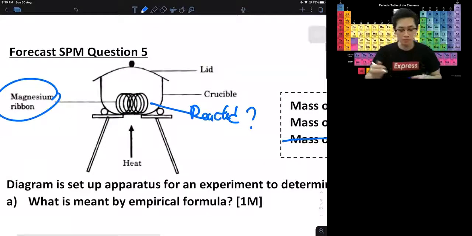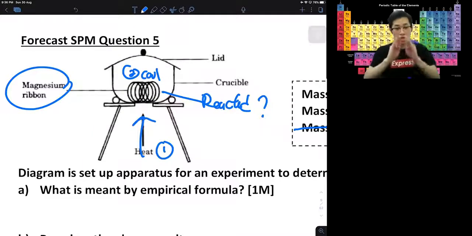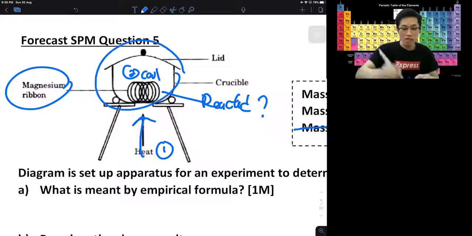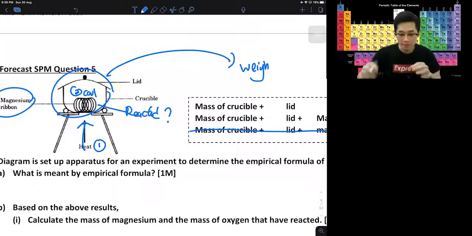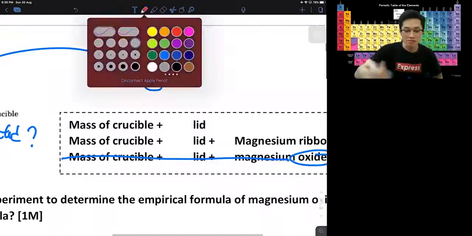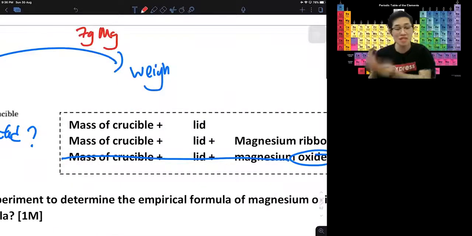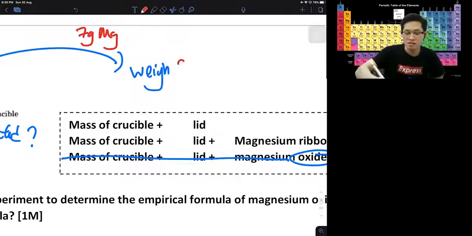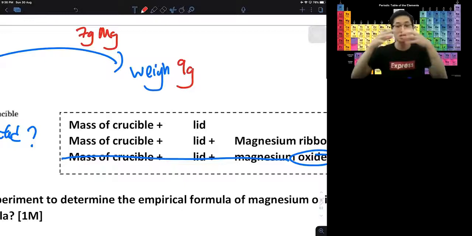What you have to do is, after I heat it, now I cool it down. I take the whole thing out and I weigh the mass. Let's say the mass just now started from 7 grams of Mg. After 5 minutes of heating, it has turned to 9 grams because it has reacted with oxygen. So this is my first result.